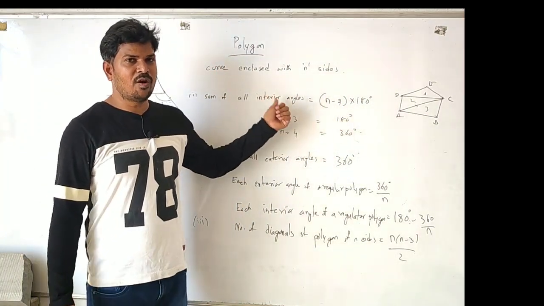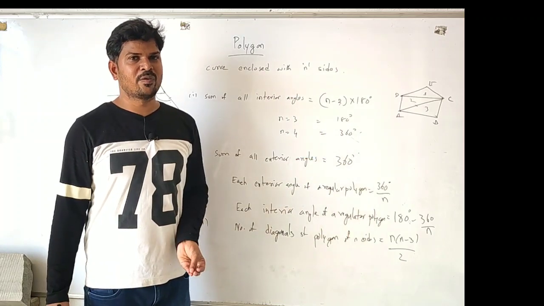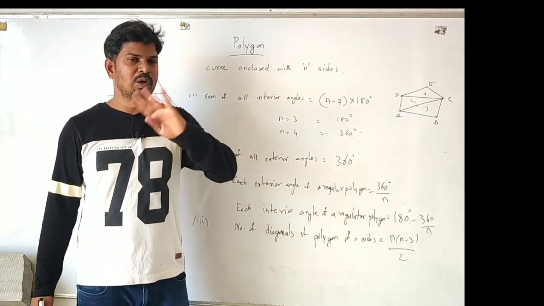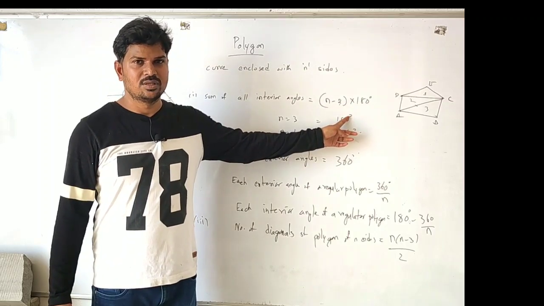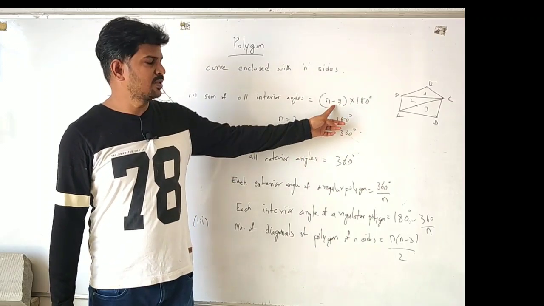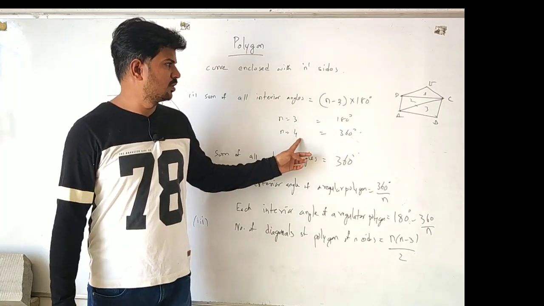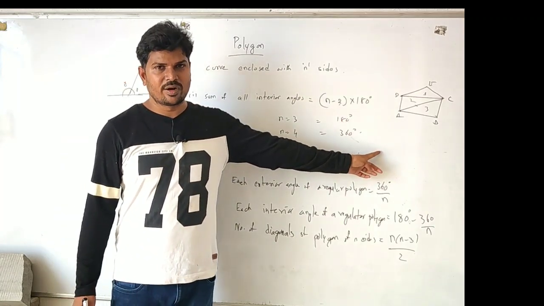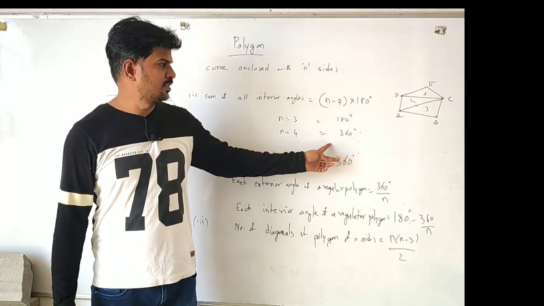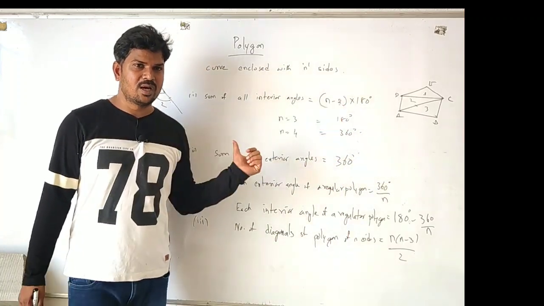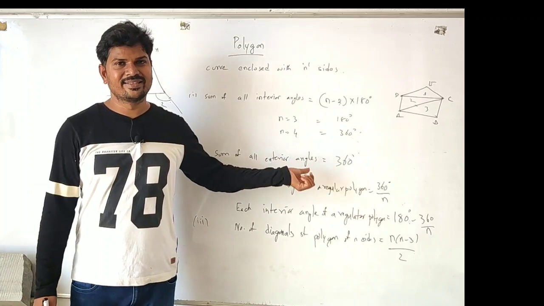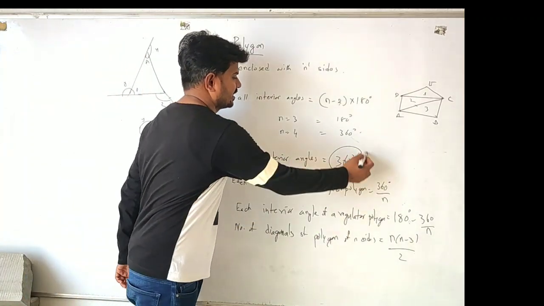In order to form a closed curve, the minimum number of vertices required is 3. Below 3 it is not possible. That's why the formula starts from n minus 2. If n is 3 and you substitute here, it is 180, that is a triangle. If n is 4, you substitute and get 360, a quadrilateral. If n is 5, you will get 540. So everything is in terms of 180 degrees.